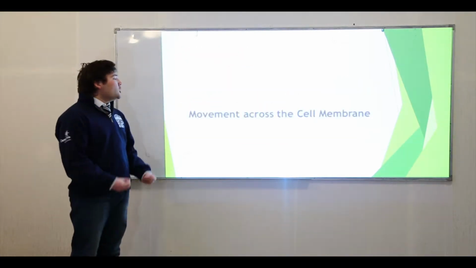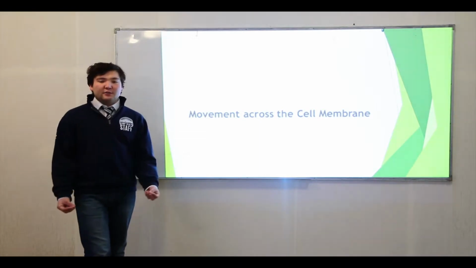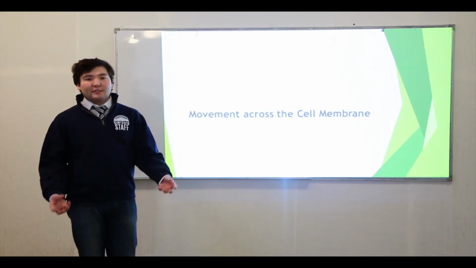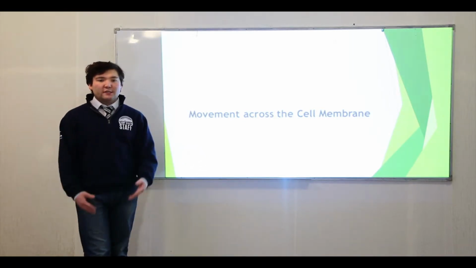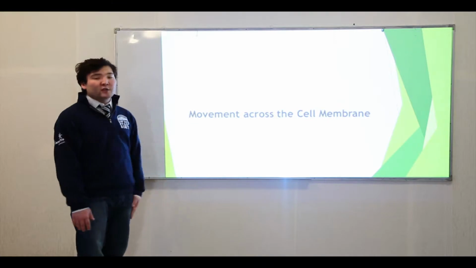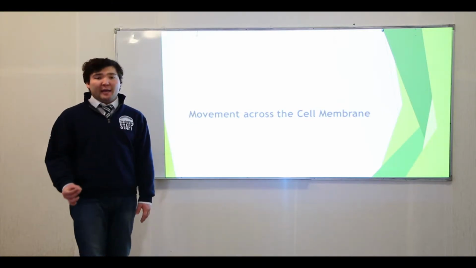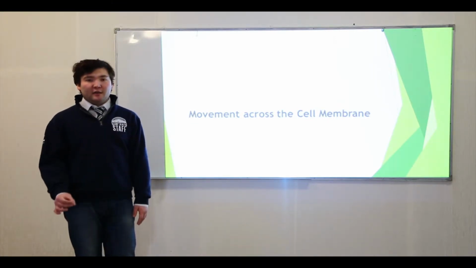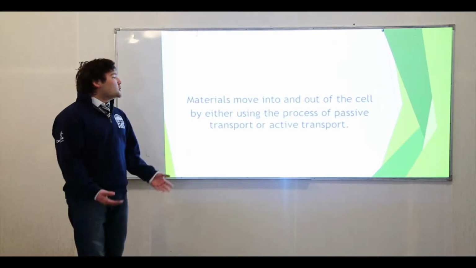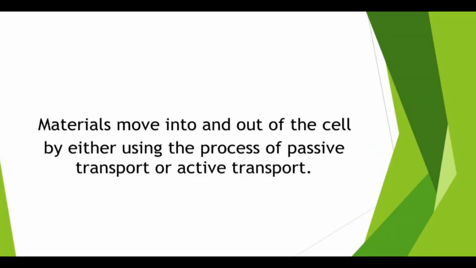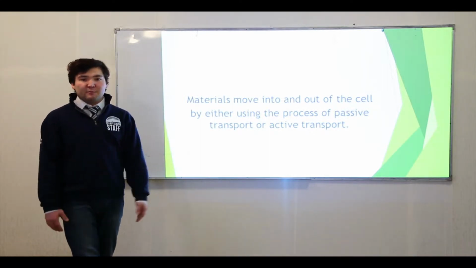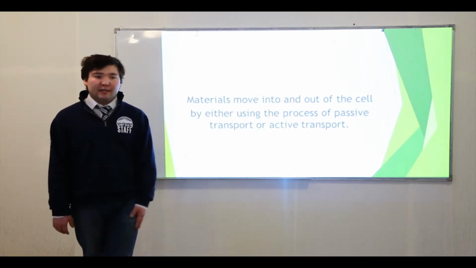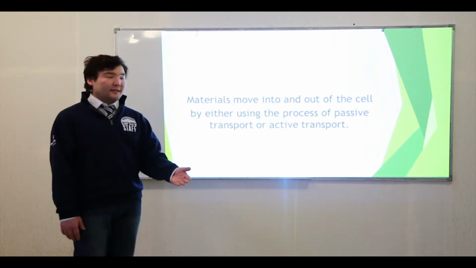Next. When we start to talk about the eukaryotic cell itself, let's talk about the outermost organelle, which is the cell membrane, and we will discuss the movement across the cell membrane because it's the main part of the cell membrane and its function. Next. Materials move in and out of the cell. We will discuss what passive transport and active transport mean a little bit later. Let's talk about the cell membrane next.